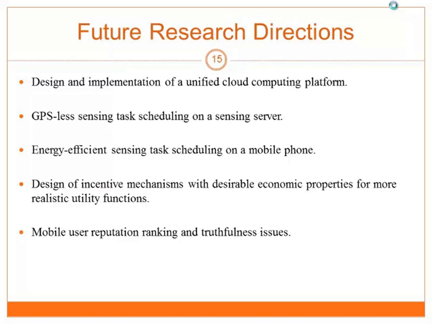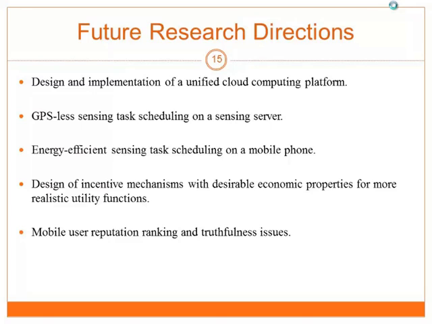Also, as you may realize, this system is like a multiple-to-multiple system. On one hand, every sensing task will be dispatched to a large number of mobile users which happen to be in that area of interest. On the other hand, every mobile phone may need to undertake multiple different sensing services. We did some work on sensing task scheduling on the cloud side, but we haven't done anything about energy efficient sensing task scheduling on a mobile phone, because every mobile phone also needs to undertake multiple sensing tasks. How to schedule them is also an interesting question. Also, designing an incentive mechanism with desirable economic properties for more realistic utility functions will be another interesting problem worth studying.